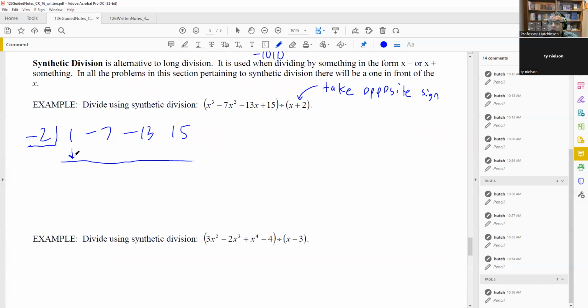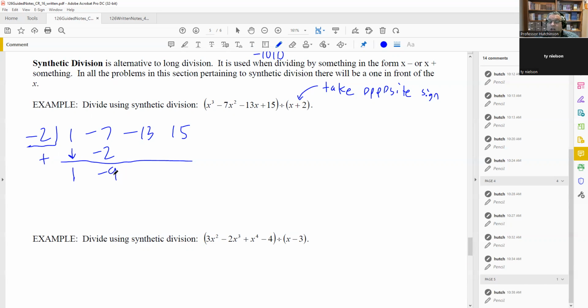The first thing you're going to do is whatever number is first, you're automatically going to drop that down. That's it. That's all you have to do, just drop that number down. Next, you're going to multiply the number down below by the number in the box, and you'll put that result in the next column. 1 times -2 is -2, and that's going to go in the next column. Now with synthetic division, adding is the operation. So long division is subtraction, but you're adding when it comes to synthetic division. Add that together, you get -9.